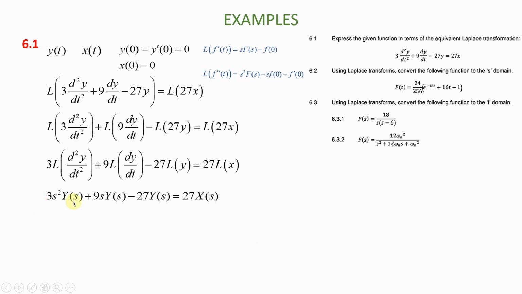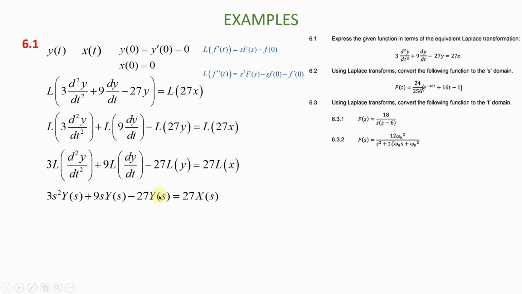3s squared Y(s) plus 9s Y(s) minus 27 Y(s). This Y(s) here is just the Laplace transform of y(t), or y. Remember I said y is actually y(t) because it's a function of time, same as x, it's x(t), a function of time. I'm just not writing y(t) here and x(t) there because this is the way they wrote them in the question. But both y and x are functions of time.